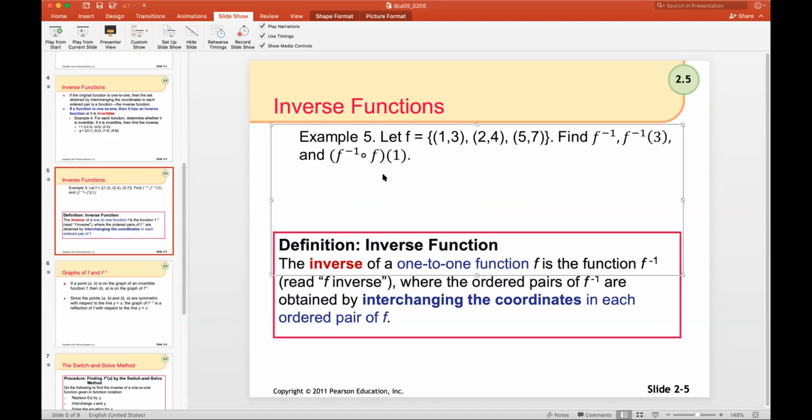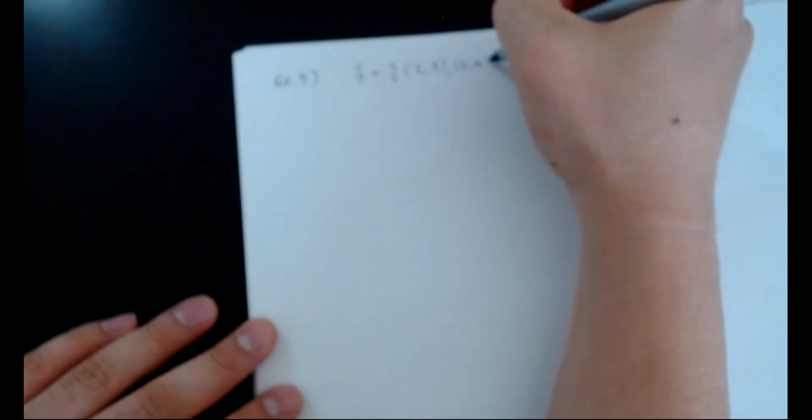Now let's see example 5, which is example 5 in the textbook. f is given by the set (1, 3), (2, 4), (5, 7), and f inverse is going to be... by the way, is that a one-to-one function? Yes, this is a one-to-one function.